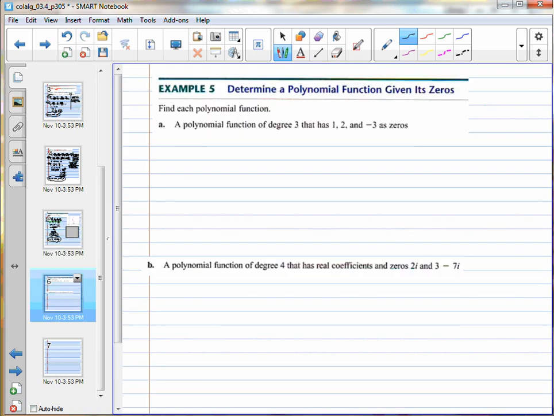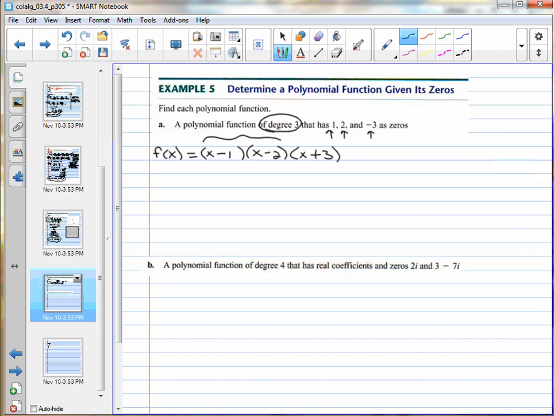The very last one. For each polynomial function, we need to change it up, do something more interesting now. Find a polynomial of 3rd degree that happens to have 1, 2, and negative 3 as zeros. Go back. We're going backwards is exactly what we're doing. Tell me the factors. X minus 1, x minus 2. Now I want to find a polynomial not in its factored form. I'm just multiplying it together.